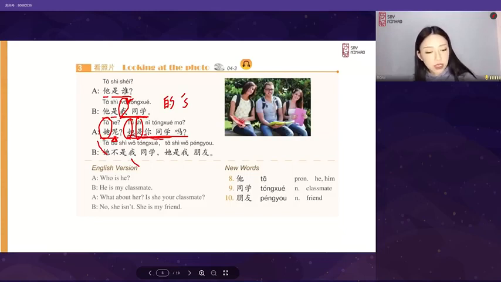So, 她是你同学吗? Is she your classmate? And ma is what we learned before. It is a particle used at the end of a question. Okay, so whenever there is a ma, it is a question. The sentence must be a question. Okay, next sentence.